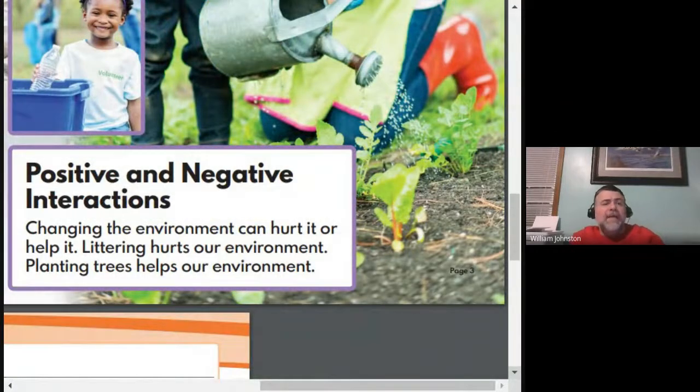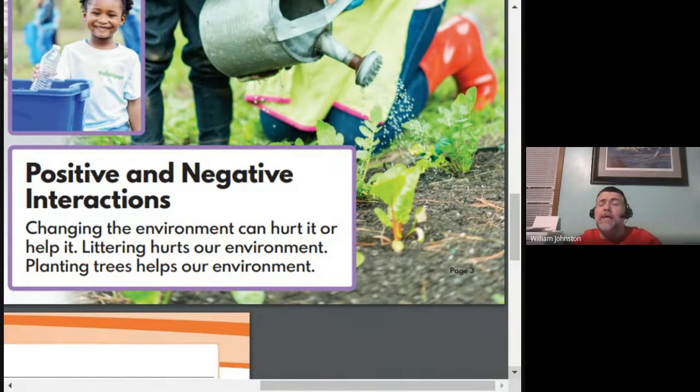All right, positive and negative interactions. Changing the environment can either hurt it or help it. Littering hurts our environment, but planting trees helps our environment. So when people go down the road and they throw trash out all over the road and leave it all over the place, they're actually having a negative impact on the environment because they are polluting our environment instead of keeping the trash picked up and helping to keep our environment clean.